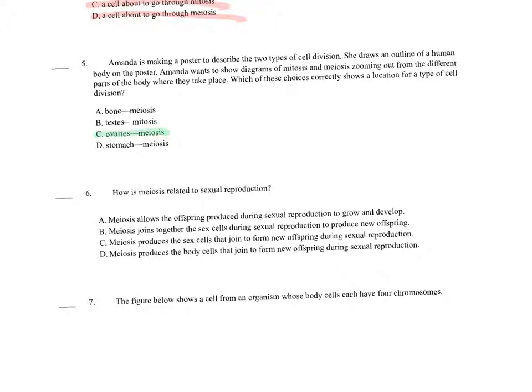All right, so bone, obviously no. Meiosis only happens in the testicles and in the ovaries in humans, in the gonads of animals, the sexual organs of the organism. The bone is not the sexual organ, so it's not meiosis happening there, it's mitosis. Testicles, this is a gonad, so it should be producing sex cells, so it's not doing mitosis, it should be doing meiosis. Stomach, you're not making sperm or egg in your stomach, so that should be mitosis as well.